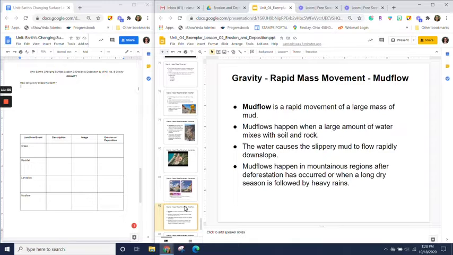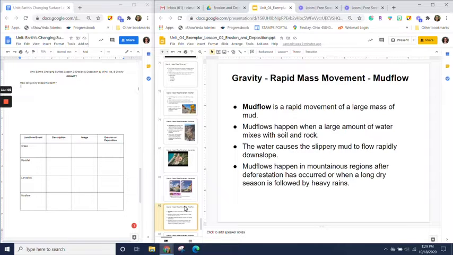Mud flows are a rapid movement of a large mass of mud and debris. Mud flows happen when a large amount of water mixes with the soil and rock. The water causes the slippery mud to flow rapidly down slope. Mud flows happen in mountainous regions after deforestation has occurred or when a long dry season is followed by heavy rains. It can also happen after a forest has experienced a forest fire, or after volcanoes have erupted in an area.